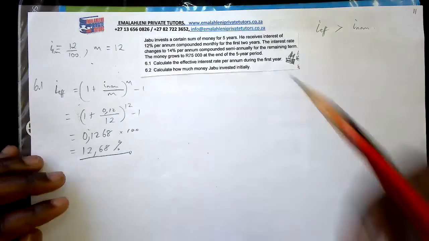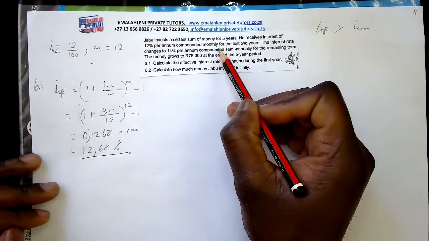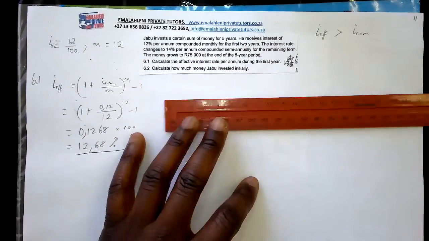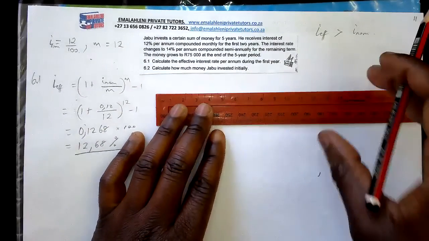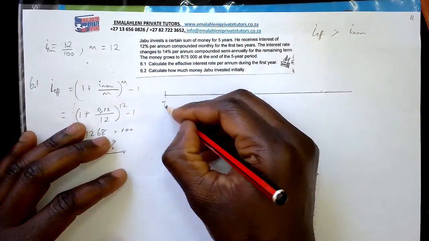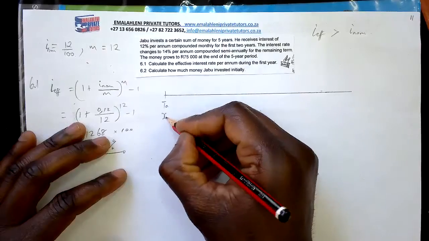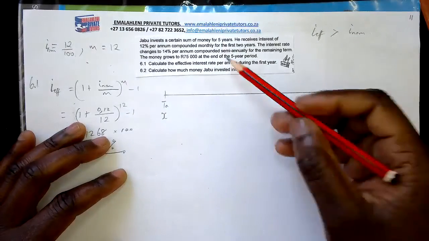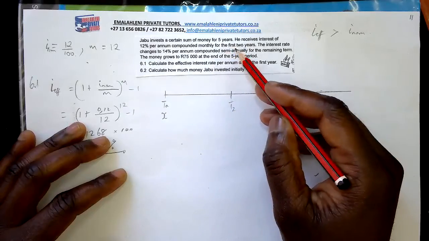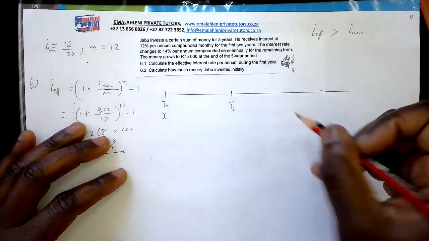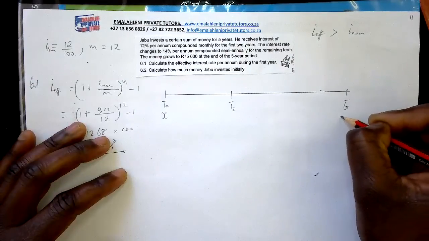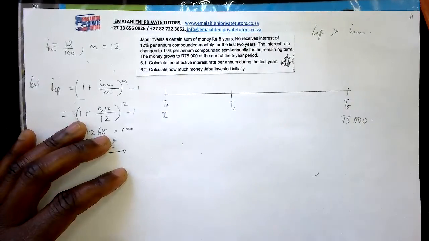We can also change this to effective, it's up to us. If we draw a timeline for the information we're given, always use timelines so that you can understand much better. At T0 we invested X. If you don't know the amount, you just put it as X. Then at T2 the interest changed, up to T5, where you have 75,000.